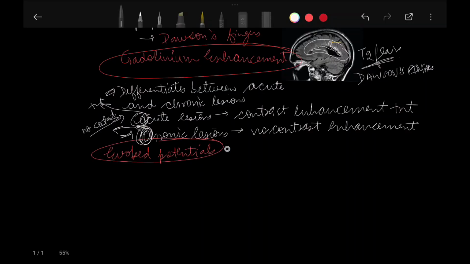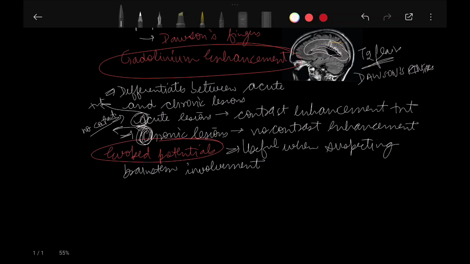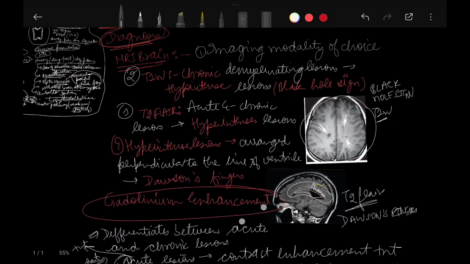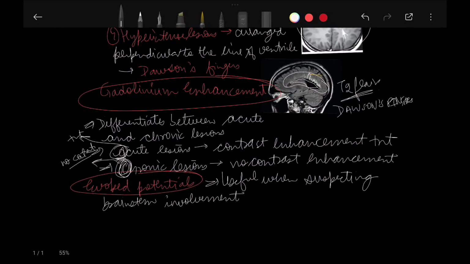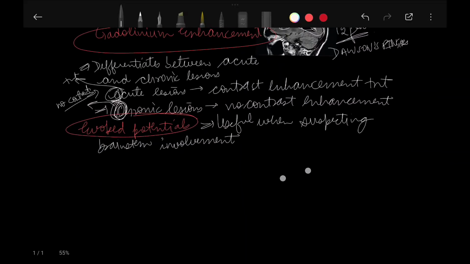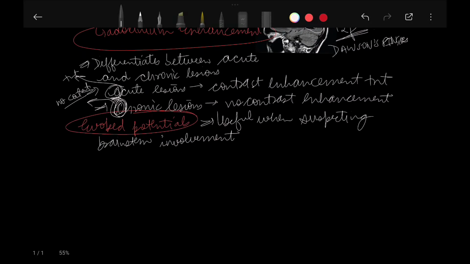Evoked potentials, they are useful when suspecting brainstem involvement. First of all, we did MRI of the brain, we saw these lesions, and in order to enhance and differentiate between these lesions, gadolinium enhancement is used. Now, further we have evoked potentials. They are useful when suspecting brainstem involvement.